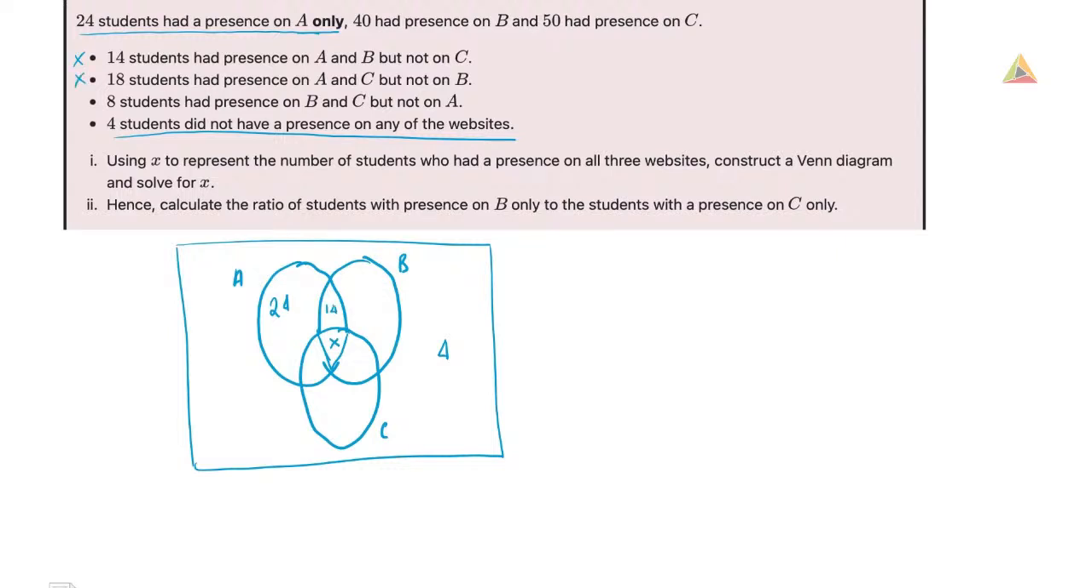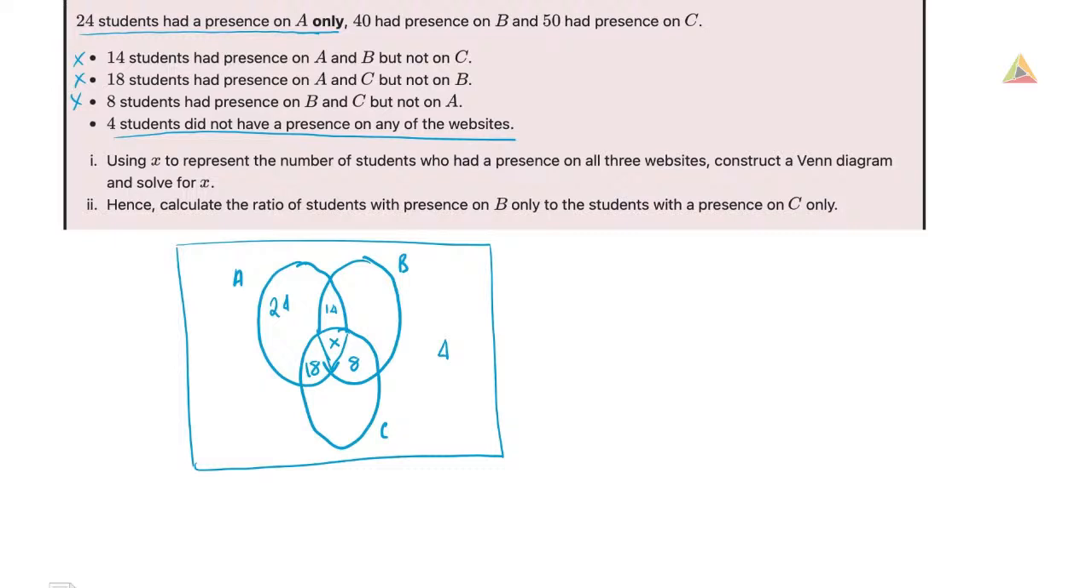18 students have a presence on A and C but not B. So the intersection of A and C is going to be 18. So I'm going to put 18 there. And then 8 students had a presence on B and C, but not A. So 8 is going to go in here.